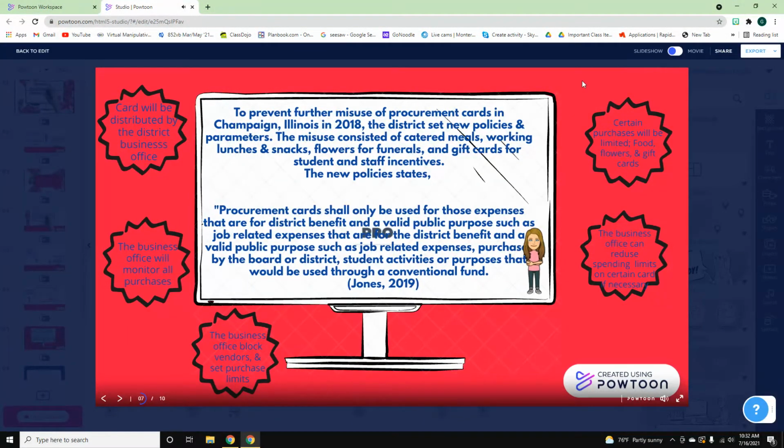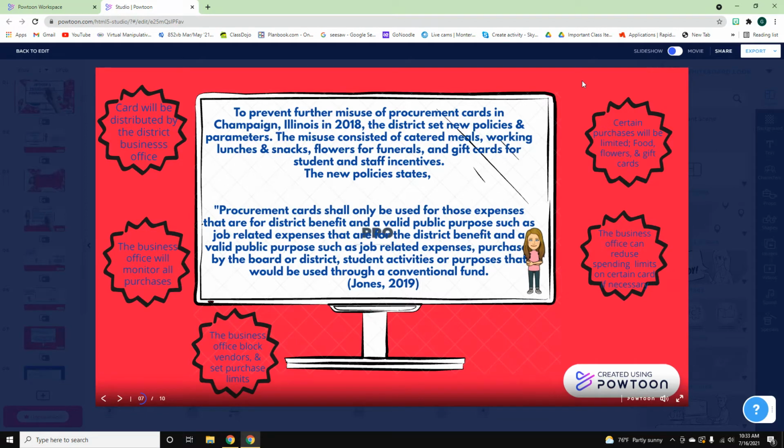To prevent further misuse of procurement cards in Champaign, Illinois in 2018, the district set new policies and parameters. The misuse consisted of catered meals, working lunches, snacks, flowers for funerals, and gift cards for student and staff incentives. The new policy states that procurement cards shall only be used for expenses that benefit the district and serve a valid public purpose, such as job-related expenses, student activities, or purposes that would be paid through a conventional fund.